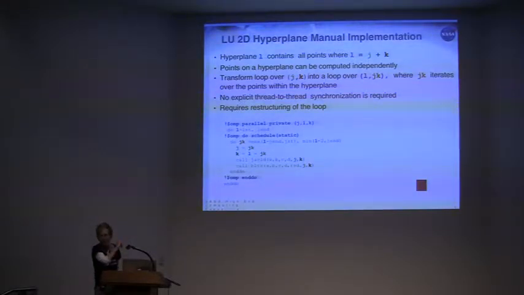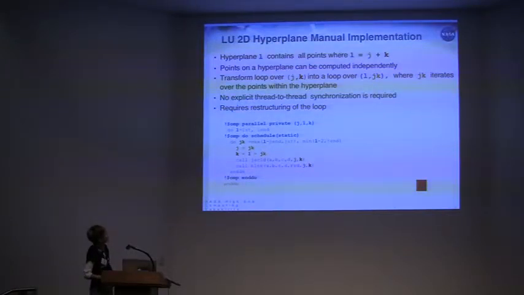And the hyperplane method relies on the fact that all the points within a hyperplane can actually be calculated independently of each other. So you can parallelize this loop. So in order to do the hyperplane version, you need to transform the loop over JK into a loop over the L, and I call that JK. It's a loop over the hyperplanes and then all the points within the hyperplane. Okay, and then you get something that looks like the code snippet below.